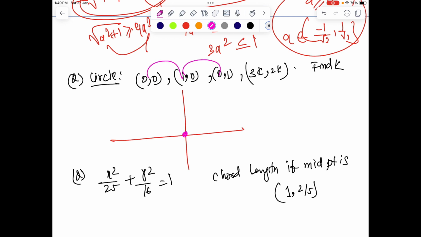So we have a circle passing through (0, 0), (1, 0), (0, 1). So these are 3 points. The 4th point is also lying on that. We have to find the value of k.